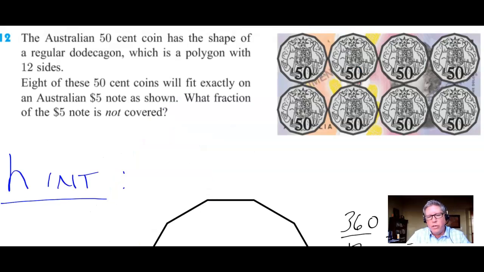All right, 12 is a problem on your homework that nobody quite understands, and there's always one person who screams and gets all excited. So we're just going to give you a little hint. We have these 8 coins. They fit exactly on this. What they're looking for is the fraction of the 5 note that is not covered. So you're basically finding how much of this over the total.